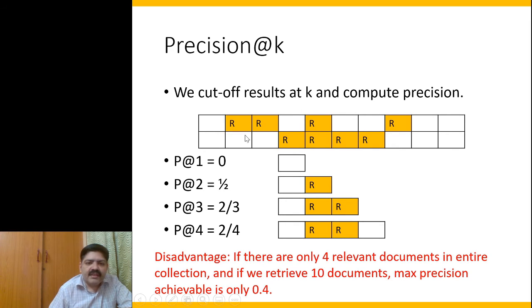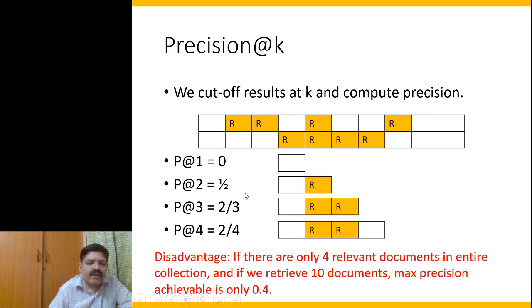So here is an idea for precision at K. We cut off results at K and compute precision. So let's take an example. The precision at 1 would just take the first result and compute the precision. Since the first result is a non-relevant document, the precision is 0. Precision at 2 would take 2 documents and compute the precision. So we have one of them as relevant, so the precision is half. Precision at 3 would be 2 by 3, and precision at 4 would be 2 out of 4.